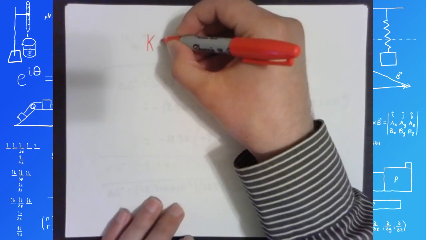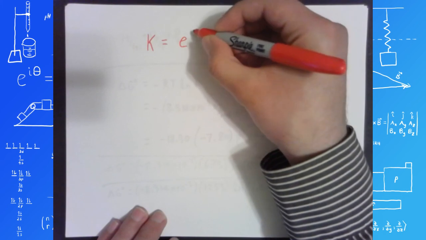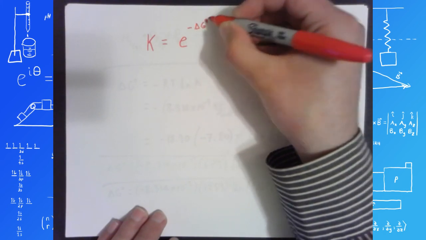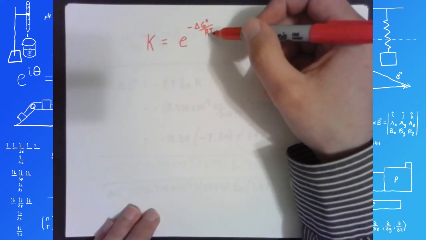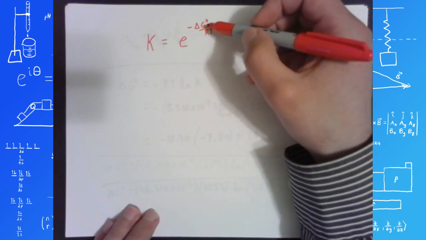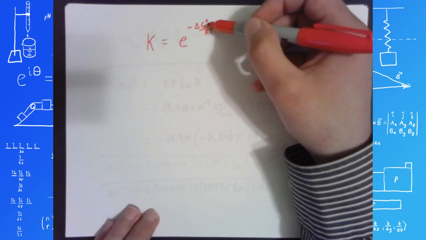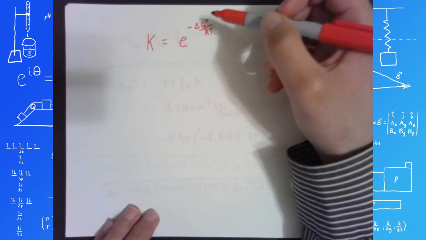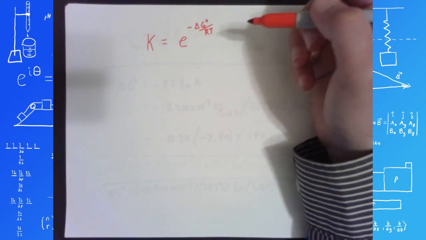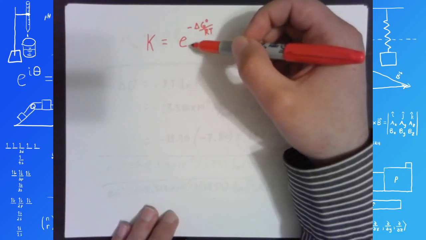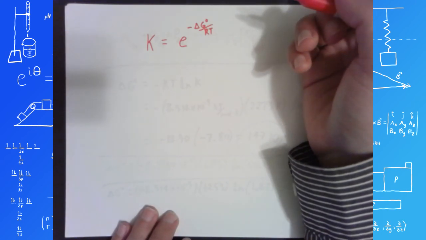K is going to be e to the negative delta G standard over RT. RT is always going to be a positive value, so consider negative delta G standard. If it's spontaneous, then negative delta G standard is positive because delta G standard is negative. And if it's non-spontaneous, then it's negative times a positive, so you'd get a negative. If you get a negative exponent, then you're going to get a really small k value, such as your Ka values and your Ksp values.